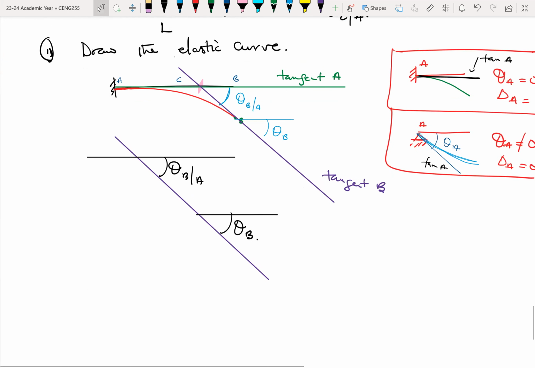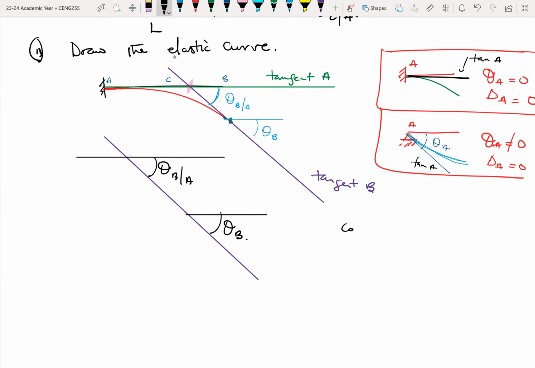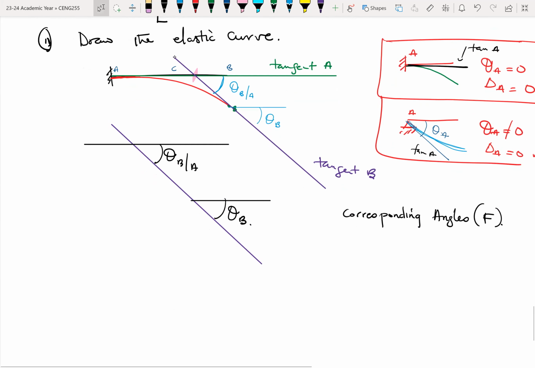Okay. So I think this should be, what is it, corresponding angles. Yeah. So using the principle of corresponding angles, which we learned in high school, so that's the F shape kind of. So with that, it means that theta BA is the same as theta B, at least in this situation. So the change in slope between the tangent of A and B is the same as the angle the point B makes with the horizontal.